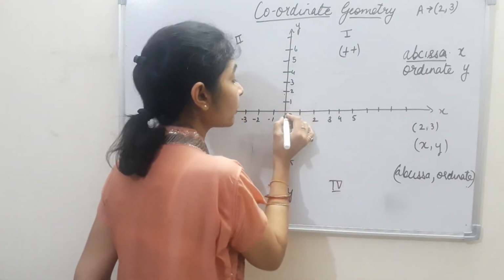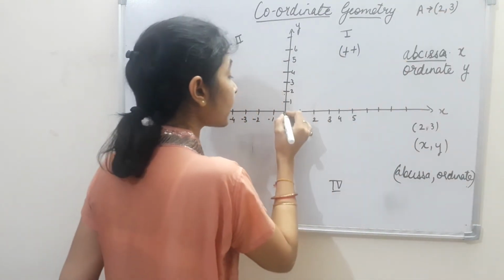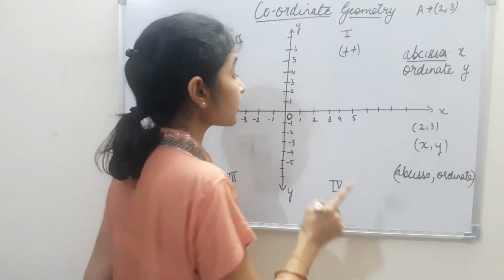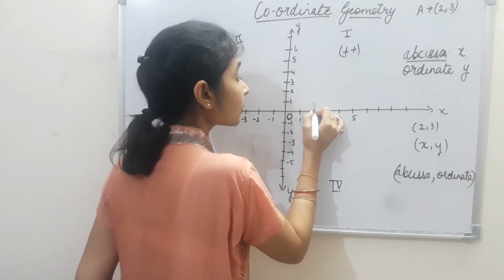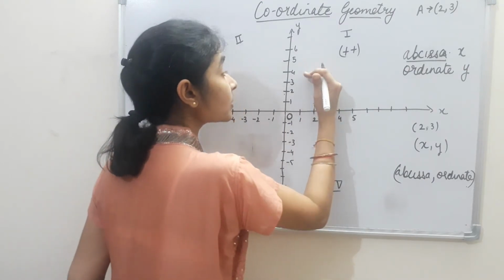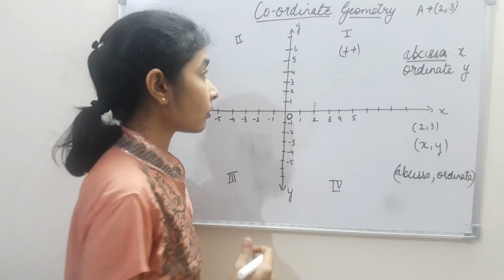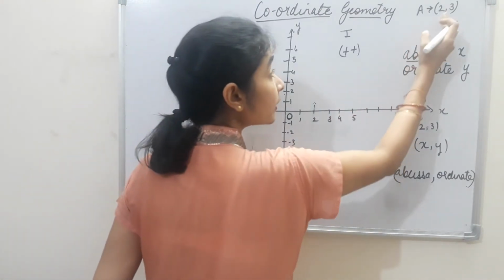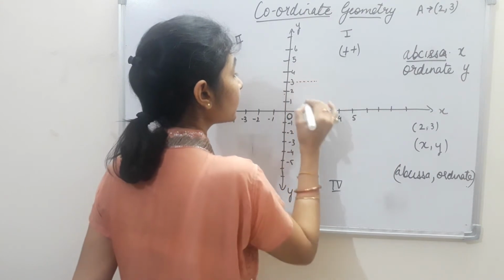Now 2, moving on the x-axis. First is the x coordinate and then the y coordinate. Moving on the x-axis, because first is the x coordinate. So 1 and 2, I reach here. Now how much upwards we go, that is decided by the y coordinate, and the y coordinate is 3. That means we are supposed to go up to here, 3.